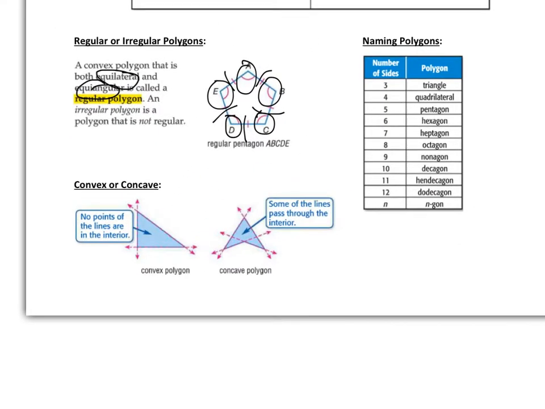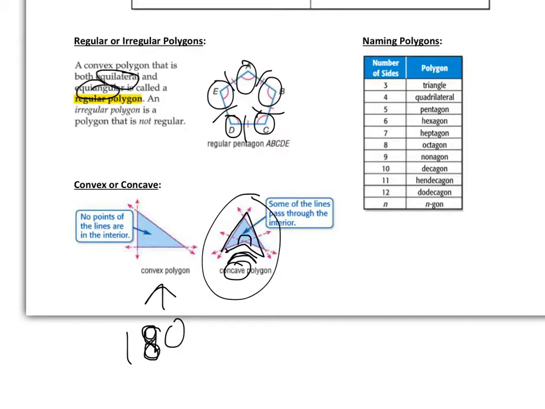Concave, convex. One of the ways to remember this is a concave polygon has this little indentation here. If you think of a cave, there's a little cave. Convex, they don't have that. All the interior angles of a convex polygon are going to be 180 degrees or less. Whereas you see this one, it's greater than 180 degrees on the concave polygon.